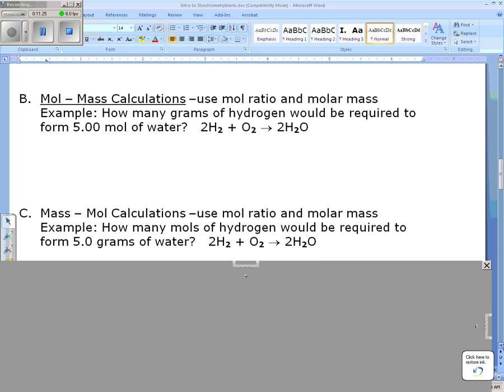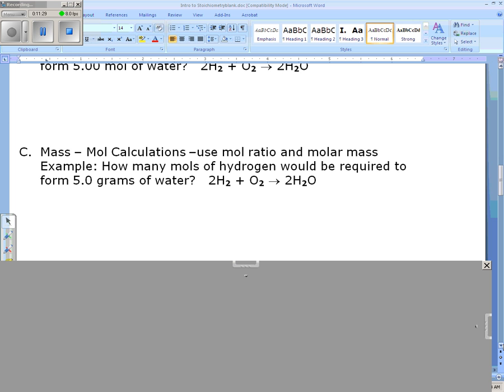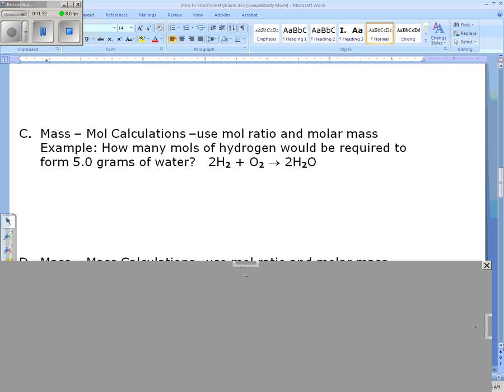Next, we're going to do mass mole calculation. So we're going to go from mass of one compound to moles of another, and we follow the same process. How many moles of hydrogen? So question mark moles. Draw our map. Are required to form 5 grams of water, so 5.0 grams.